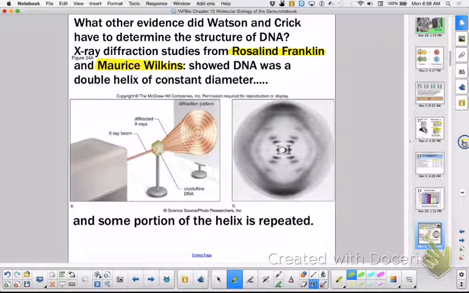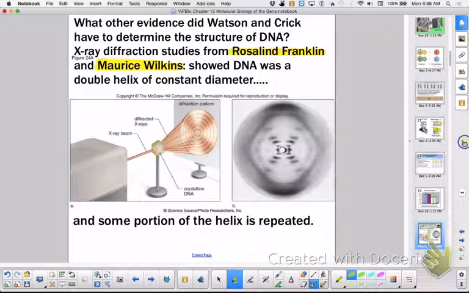There were some other scientists as well, Rosalind Franklin and Maurice Wilkins. What they were looking at was X-ray diffraction studies, where they took crystallized DNA and sent X-rays through it, and they got this pattern. This is a classic photo here on the right. Classic. I'm not kidding you. It shows up on tests, and people who study X-ray diffraction go, oh, look at that. Look what I can tell.